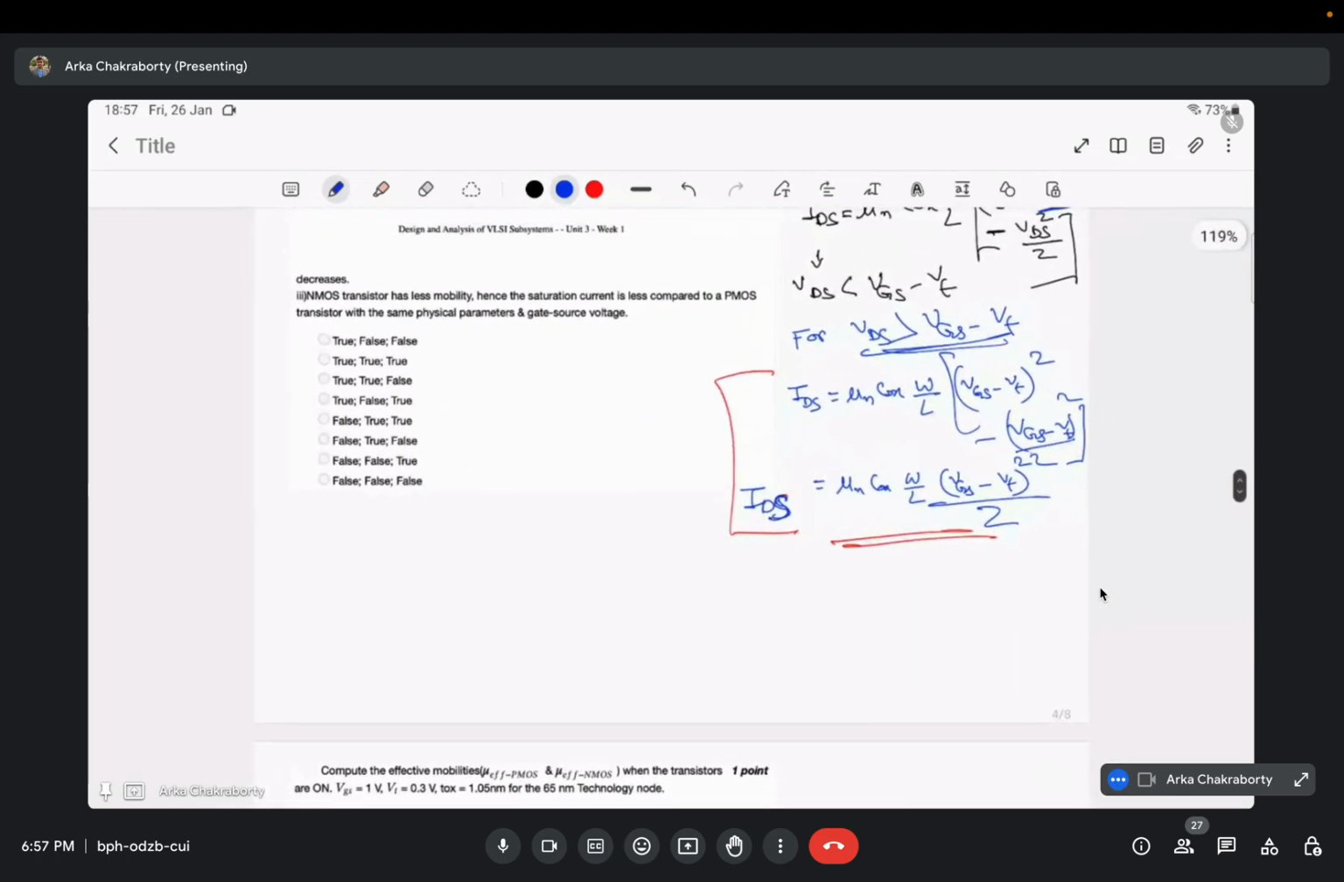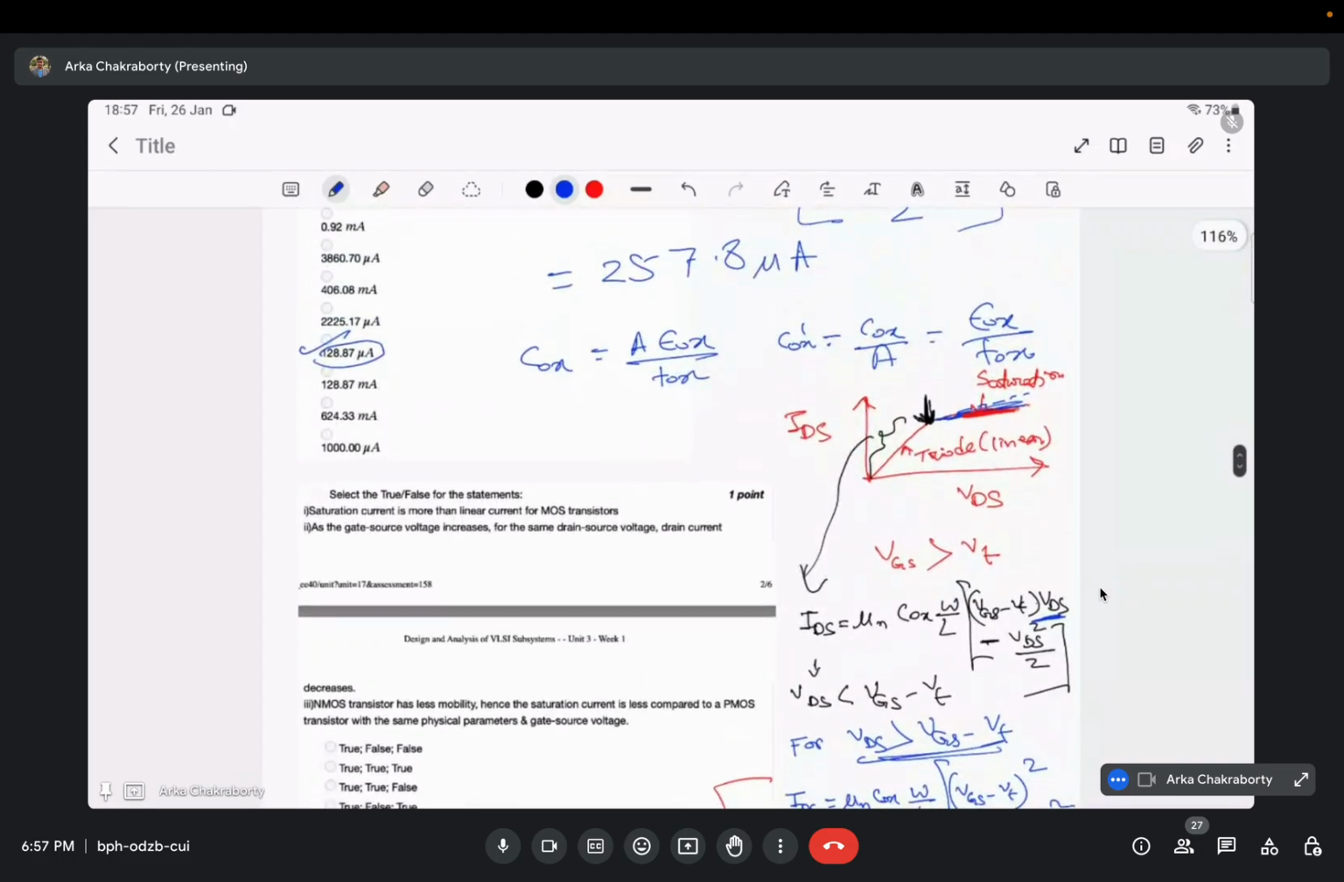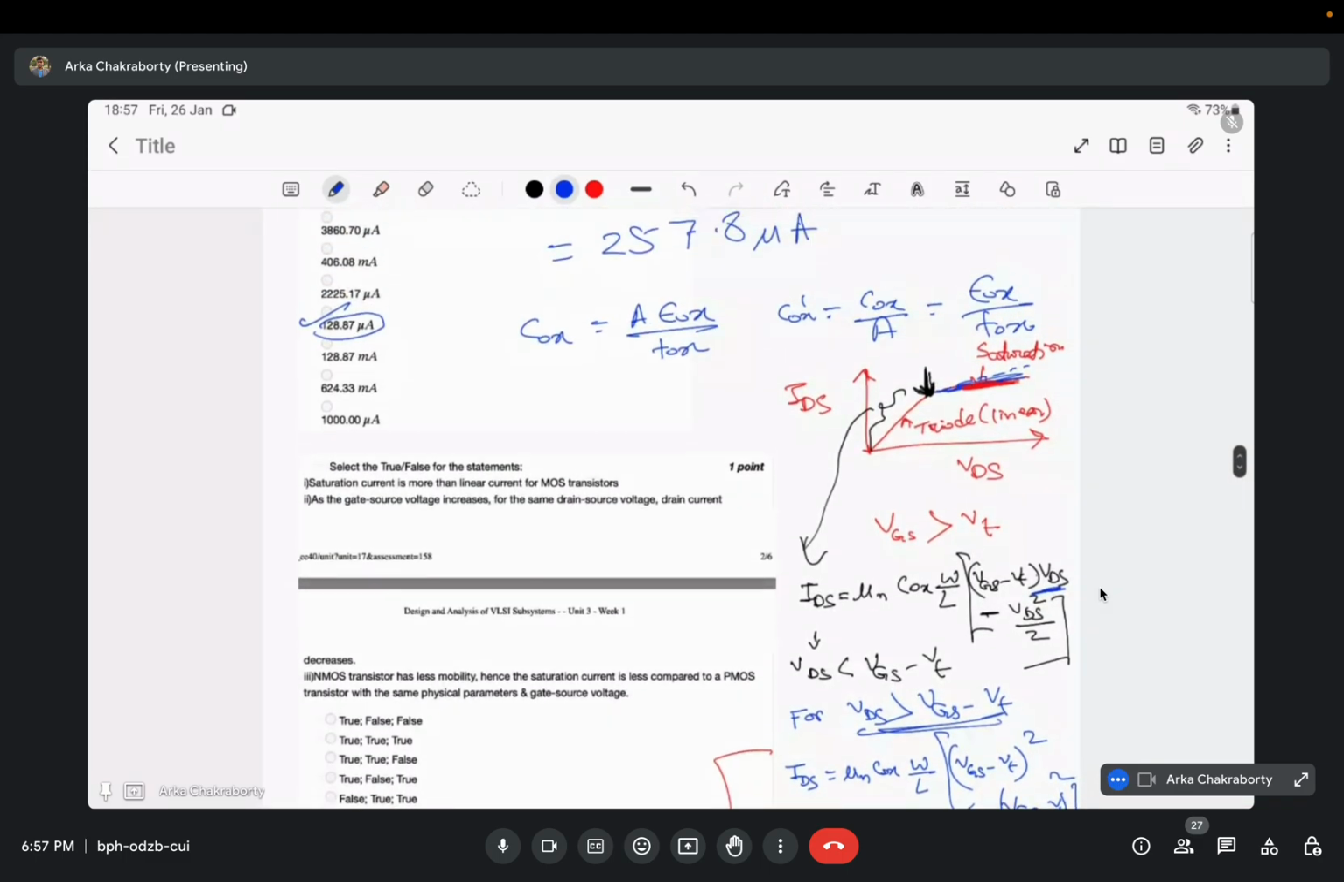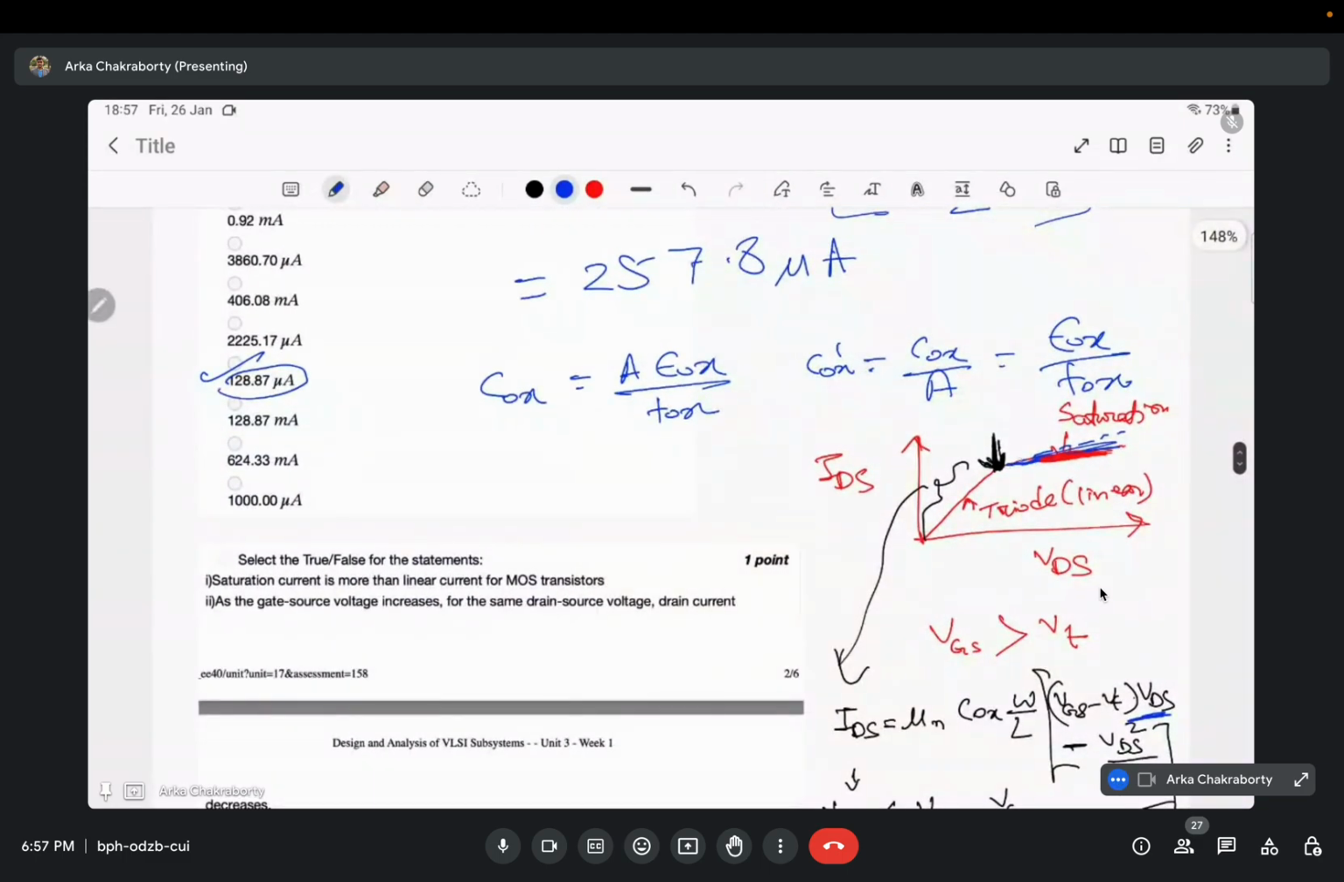Next question is, select true or false for the statements. Saturation current is more than linear current for a MOS transistor. As I have already discussed here, you can see saturation current is always more than the linear current. The triode region or the linear current, the saturation current is more than this. It's more than the linear region. So the first condition is true.